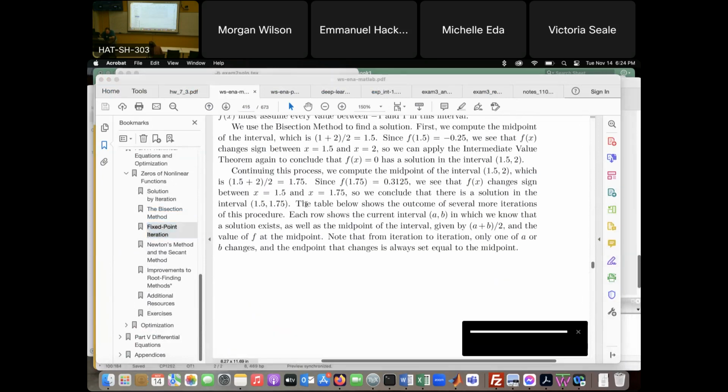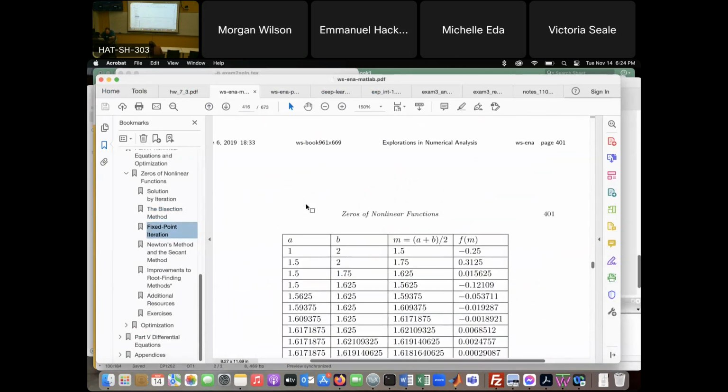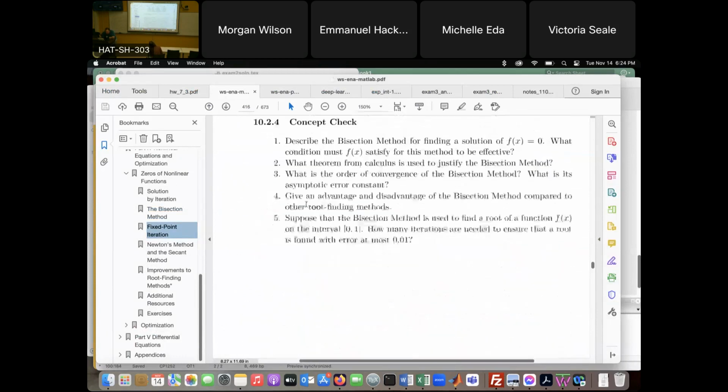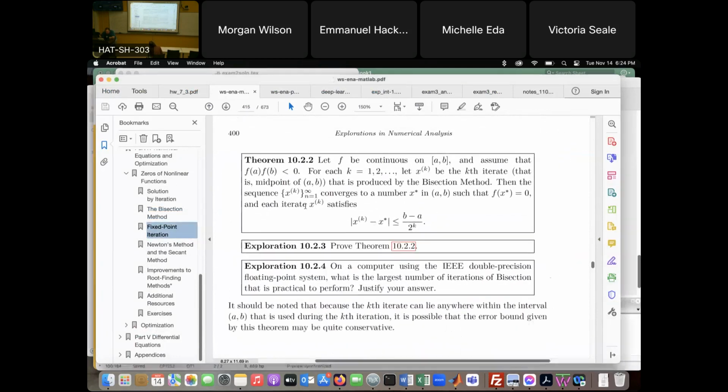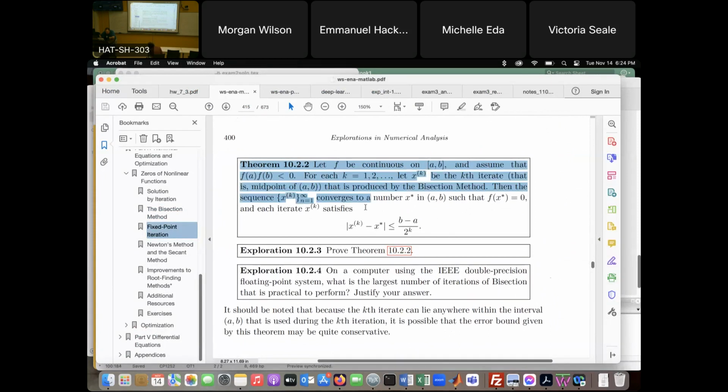Okay, there's a theorem about bisection, about how rapidly it converges. So the error after k iterations is at most (b minus a) over 2 to the k, where the iterates are considered to be the midpoints.